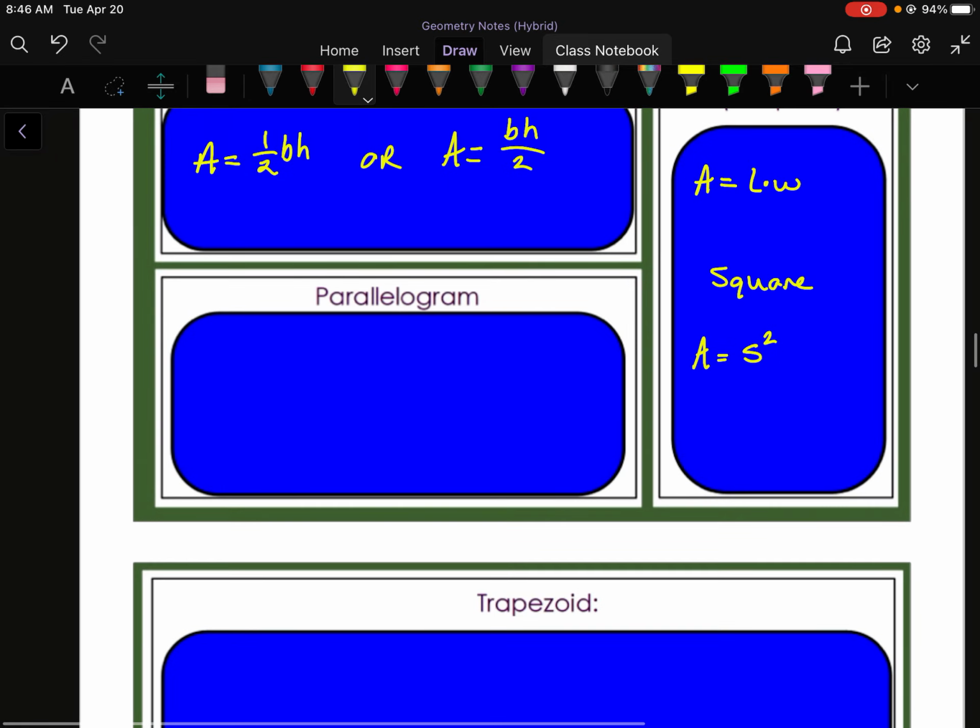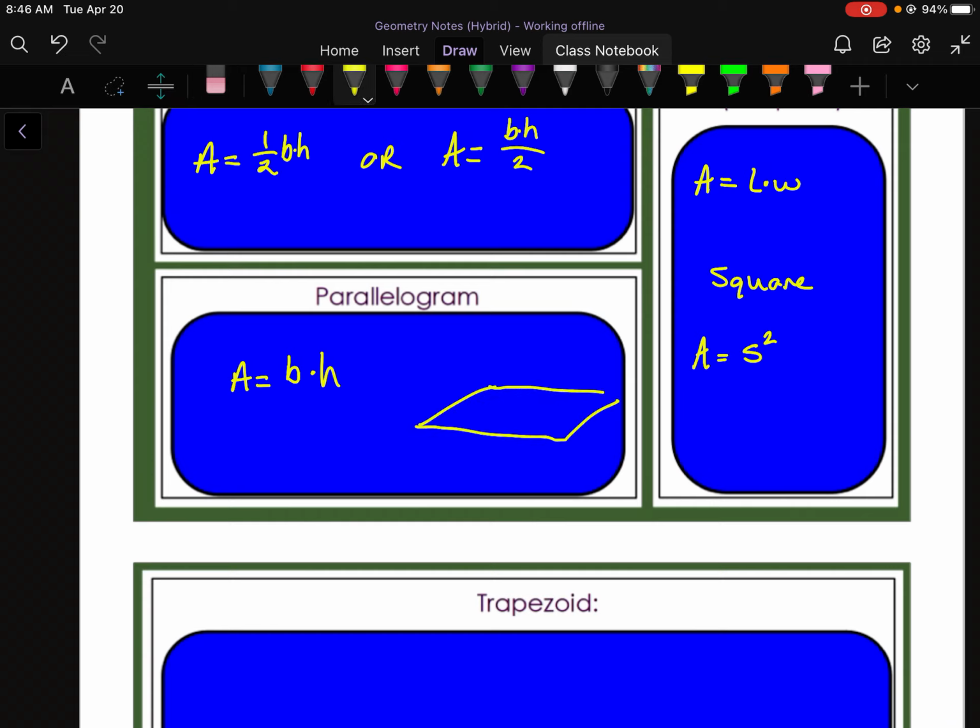A parallelogram is very similar to a triangle, but we don't have the 1/2 part. We just have base times height. So if you're looking at a parallelogram, the height would be the vertical distance down to the bottom. So sometimes you're given that vertical distance, sometimes you're going to have to find it.